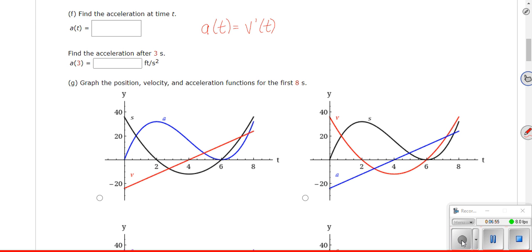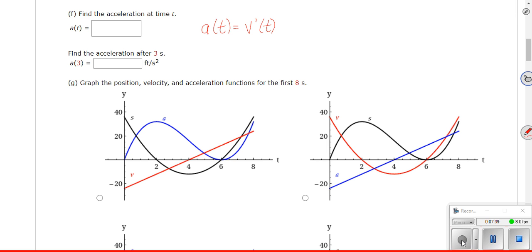And then it says find the acceleration after 3 seconds. So obviously after you find the second derivative of the position function, our s or f in this case, then you plug a 3 in. Now, I just want to remind you here on part G, graph the position, velocity, and acceleration functions for the first 8 seconds. A lot of this is going to depend on what you solved for t in part C. So part C, remember, is when your velocity equals 0.